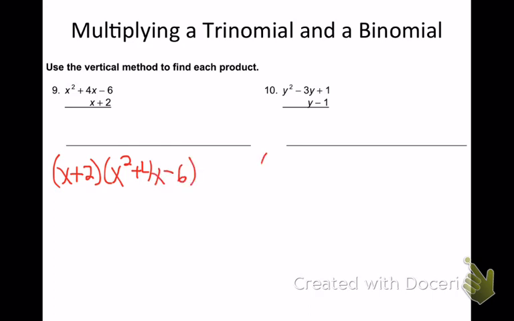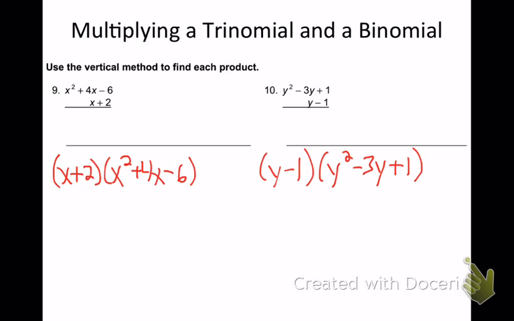Or on the second one, I could say y minus 1 times y squared minus 3y plus 1. Either way, work these two out on your own. Multiply these two on your own. Take a couple seconds, multiply them. All right, let's look at this here.